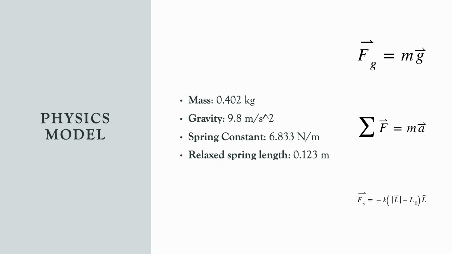The model also calculates kinetic energy, gravitational potential energy, and spring potential energy throughout the simulation. Using the measured values for the mass, spring constant, gravity, and relaxed spring length, the program predicts the motion of the mass over time. And as you can see here, we have the given, known values for the mass, gravity, spring constant, and relaxed spring length.